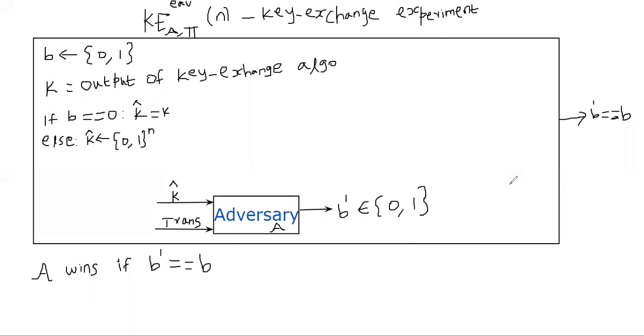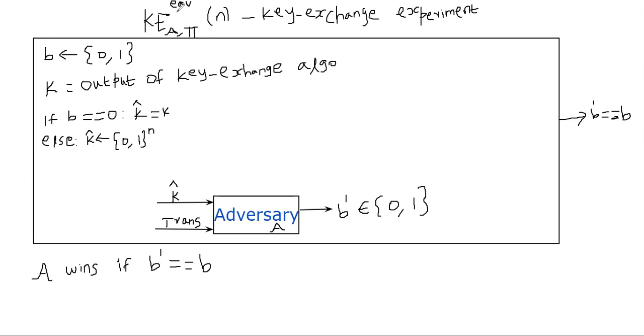Hello, welcome back. In this segment, I will formally define the meaning of a key exchange experiment. Let's assume n is the security parameter. N could be the key length, for example. We are talking about a key exchange experiment. KE stands for key exchange experiment. A is an adversary. I will explain the role of the adversary in a moment. Pi is some protocol. It could be Diffie-Hellman key exchange that we are trying to understand.